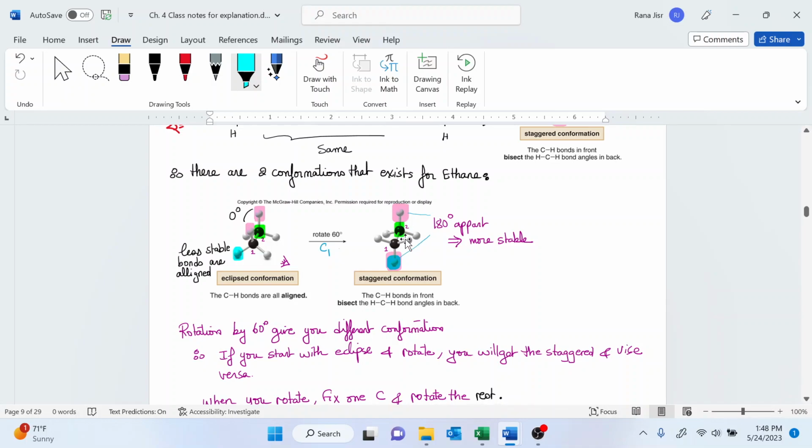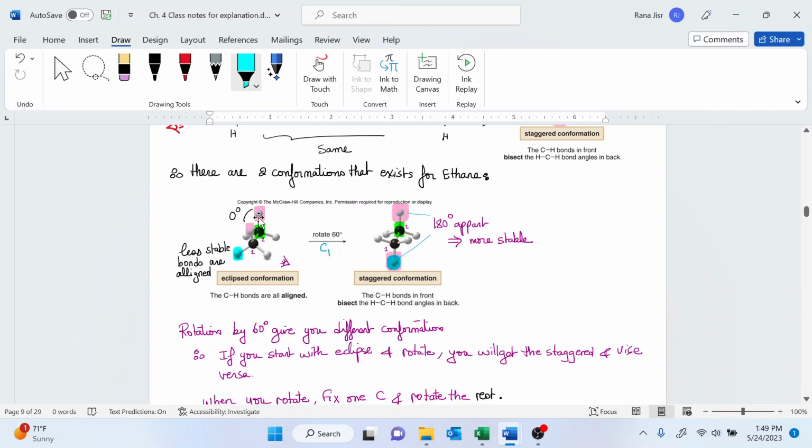There is an angle between them, and that angle will provide the separation needed for less interaction between the groups around the carbon. Notice that these two groups here are the farthest apart. These are 180 degrees apart. So that makes the structure more stable compared to the eclipse conformation, where all the bonds are aligned. All the bonds have a 0 degree dihedral angle between them.